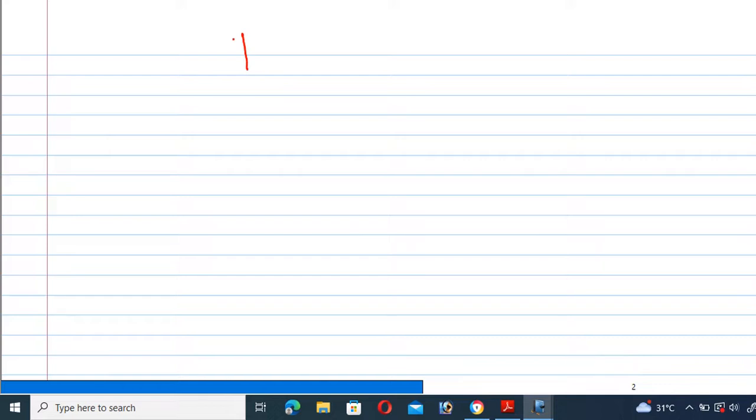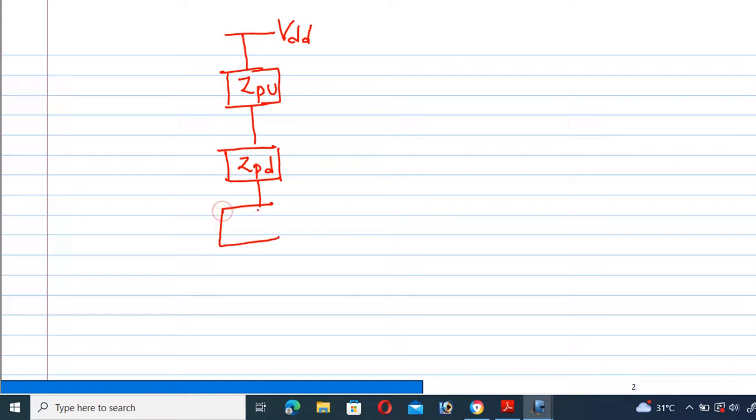Every depletion mode transistor gives some pull-up impedance, ZPU, and the remaining NMOS transistors also act as some impedance. I will consider ZPD as the pull-down impedance of the corresponding transistor. This is the scenario, right? So ZPD is the pull-down transistor impedance.